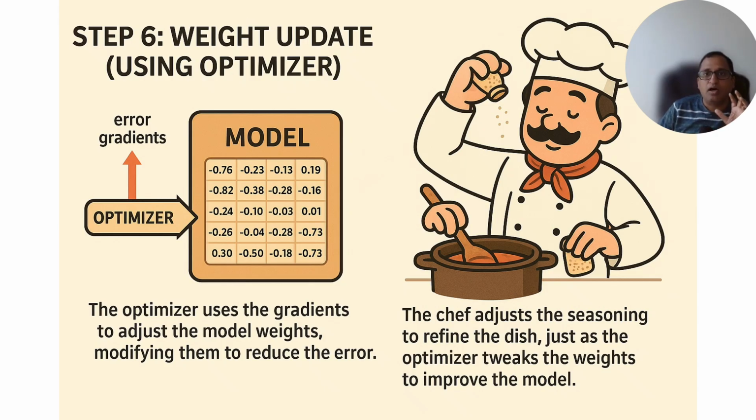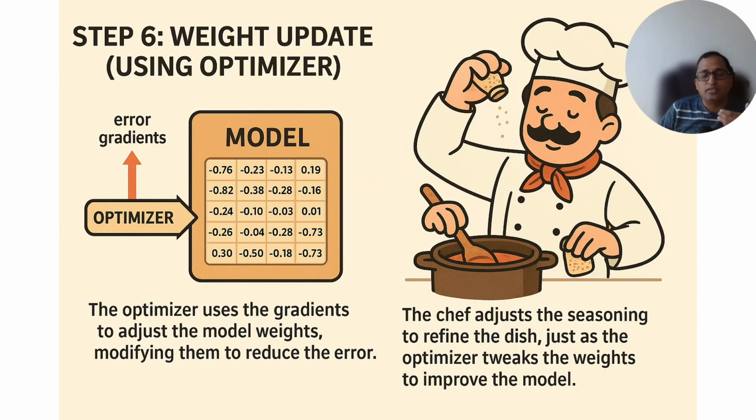So this is the heart of the training. Backpropagation tells us what went wrong. The optimizer tells us how to fix it, and the model gets updated and improves. Over time, this cycle repeats until the model becomes mature enough to predict the words correctly, or our chef becomes a seasoned chef.